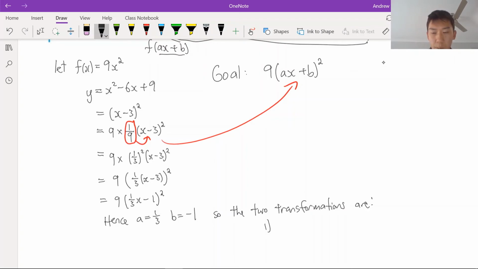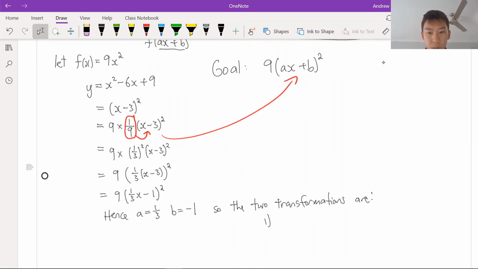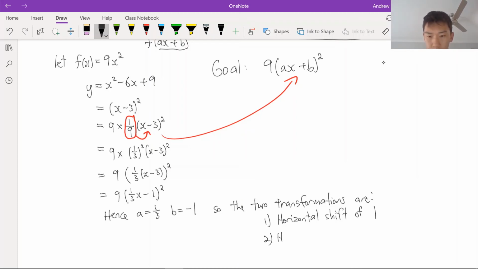Remember we have to go left or right first before we do the stretch factor. So if b is -1, that means the two transformations are: 1, horizontal shift of positive 1, or remember it's opposite to the sign, and 2, horizontal stretch of 1 over a.